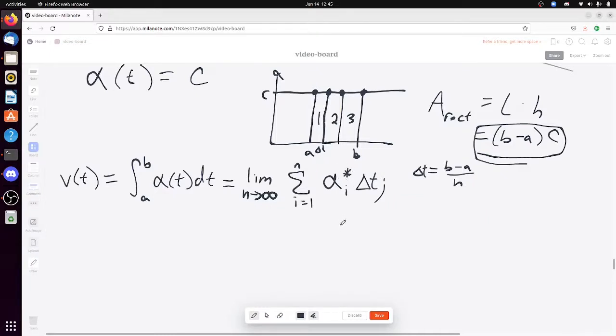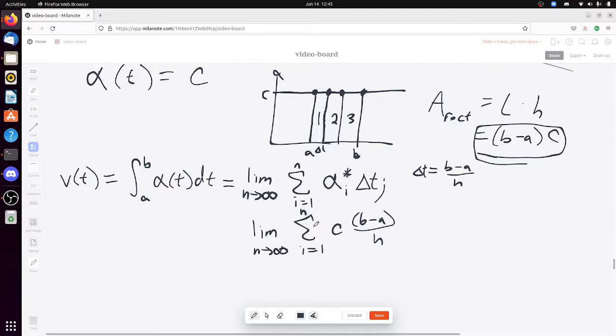We can just substitute in c for the value of the function, and I'm also going to substitute in the definition of delta t, that's b minus a over n. So we have that, and now I'm just going to copy the other stuff: i equals 1 to n, limit n approaches infinity.